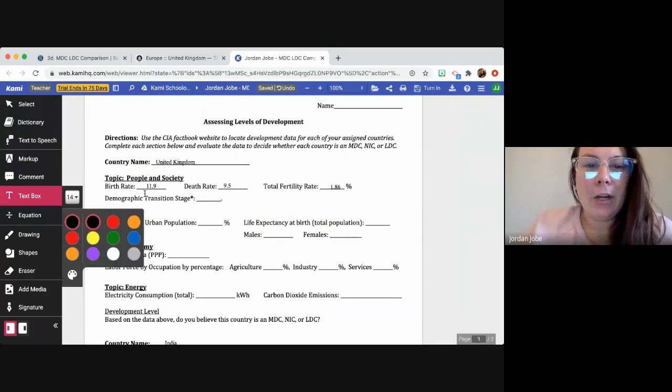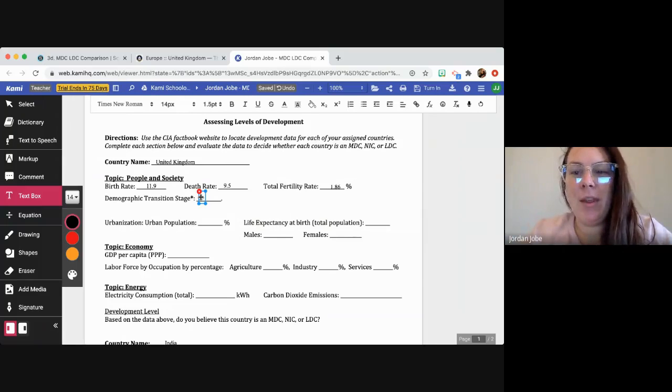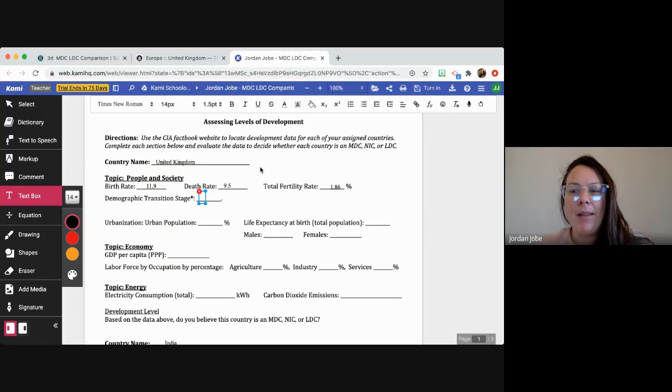Now here is where we make an educated guess based on the information that we know. Looking at our birth rate, death rate, and total fertility rate, what stage of the demographic transition model do we think the United Kingdom is in? What's happening to the population? Is it increasing, decreasing, or remaining close to the same? Relatively close to the same. How do we come up with that conclusion? Because the birth rate and the death rate are pretty much the same. Absolutely. The natural increase rate, or the difference between the birth rate and the death rate, is very small.